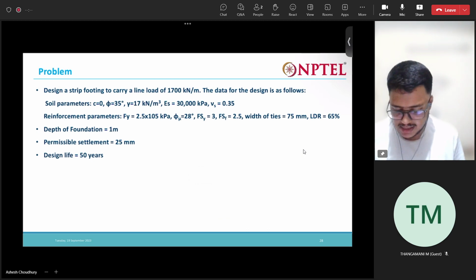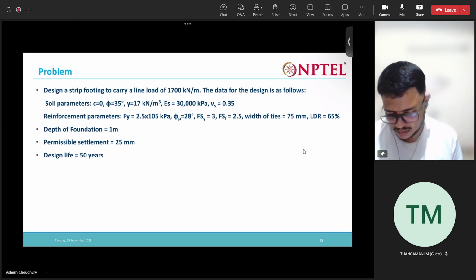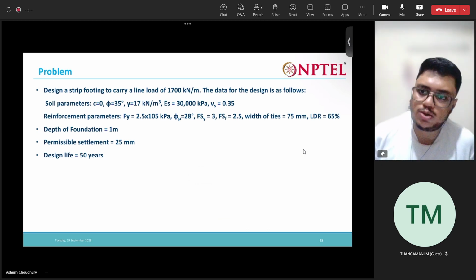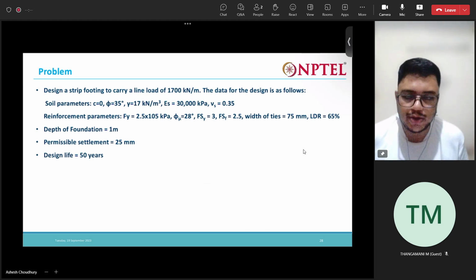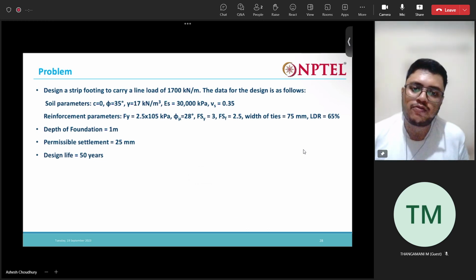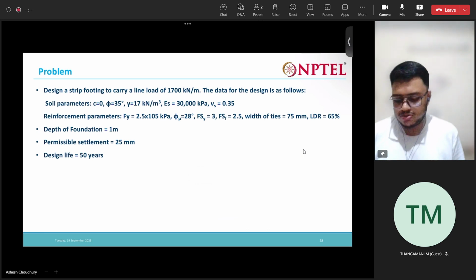So that step by step we can solve it together. So the question is what? Design a strip footing to carry a line load of 1700 kN per meter. The data for the design is as follows.